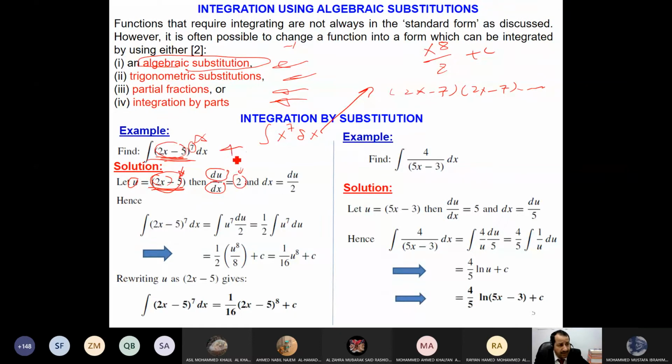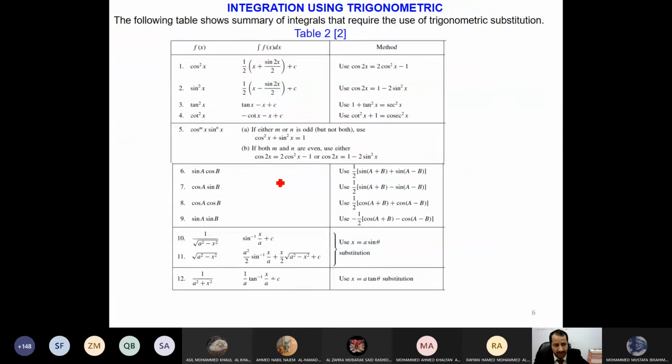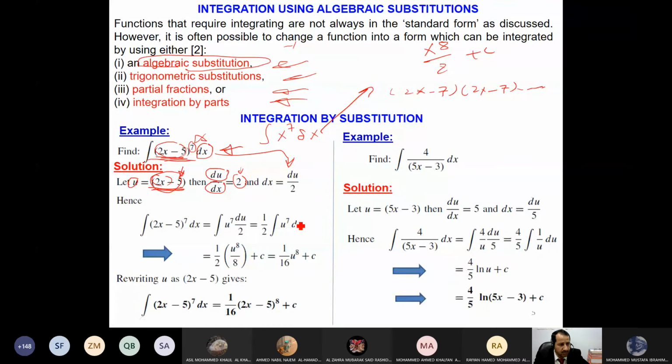Now I will convert the original integration from a function of x into a function of u. So dx is changed into du over 2, and the bracket, which is u, becomes u to the power 7. You see here, u to the power 7 du over 2. Take 2 outside, it will be 1 over 2. Have a look at this integration. It's a standard integration, so directly I will say u to the power 8 over 8 plus c.